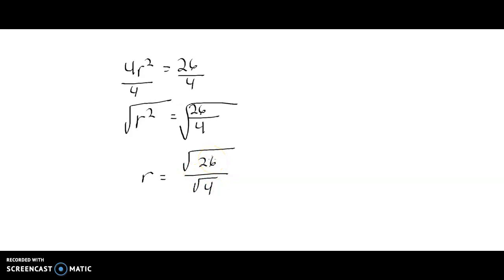So I can go about seeing if I can reduce this any further, which I can. If I was factoring, if I divide 26 by 2, it gives me 13. So there isn't any way to simplify this radical. So I'll have the root of 26 over the square root of 4, which is 2. So my final answer is going to be r equals plus or minus the square root of 26 over 2. Not to forget the plus or minus, because it can either be positive or negative.